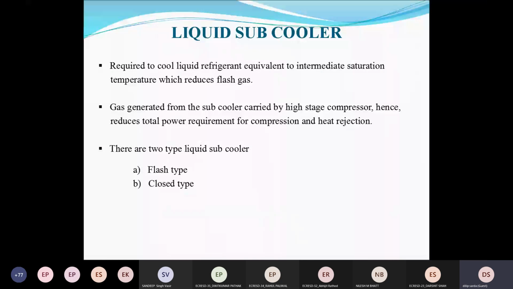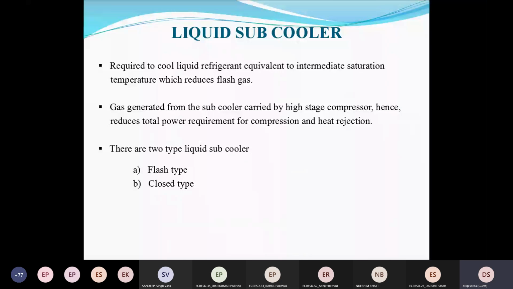Now there are liquid subcoolers also available. My intent is to introduce all types of intercooler to you, and then work out which is the best and gives us the maximum efficiency in a two-stage compressor system.